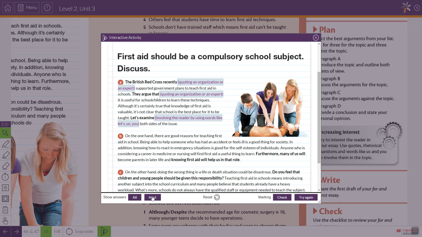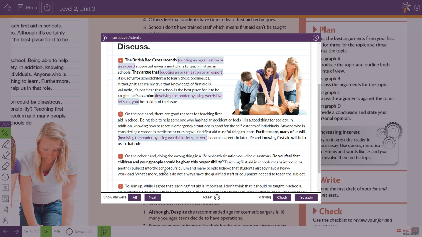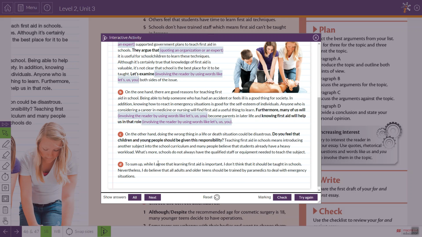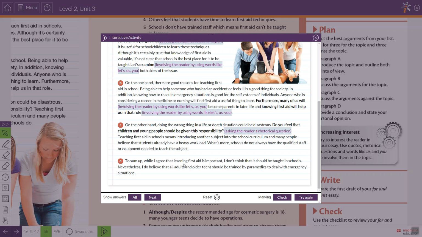Furthermore, many of us will become parents in later life. Okay. Furthermore, many of us will is involving the reader again. Okay. Knowing first aid will help us in that role. That is involving the reader again by using, in this case, us. Okay. On the other hand, do you feel that children and young people should be given the responsibility? It's asking the reader a rhetorical question.